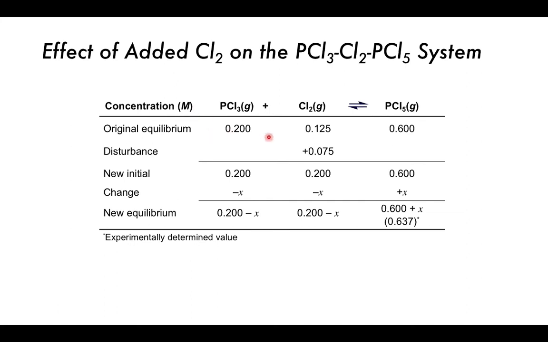So we have this original equilibrium here, then we add a certain amount of chlorine, and then we get a new initial from which we must consume some of our reactants in order to make our product. So that becomes the previous concentrations, the new initial concentrations minus X, which is the change. And then for the product, we have 0.600 plus X, which actually equals 0.637, which would probably have been given to us in the question. In any case, it is going to be an experimentally determined value.